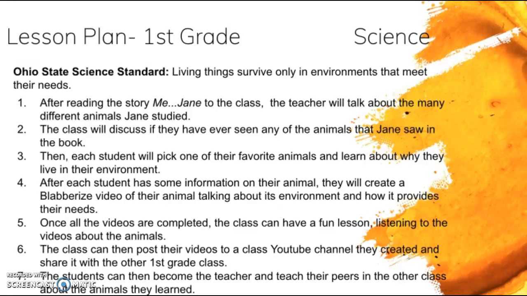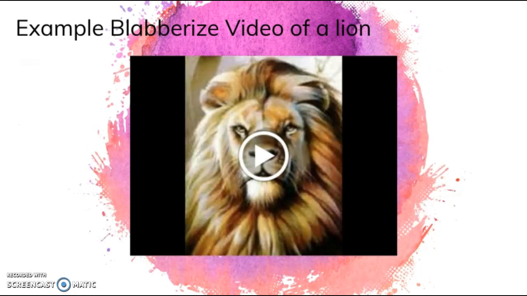Each student has some information on their animal. They will create a blabberized video of their animal talking about its environment and how it provides their needs. Once all the videos are completed, the class can have a fun lesson listening to the videos about the animals. The class can then post their videos to the class YouTube channel they created and share it with at least one first grade class. The students can then become the teacher and teach their peers in the other class about the animals they learned. Here is an example of a blabberized video I created.